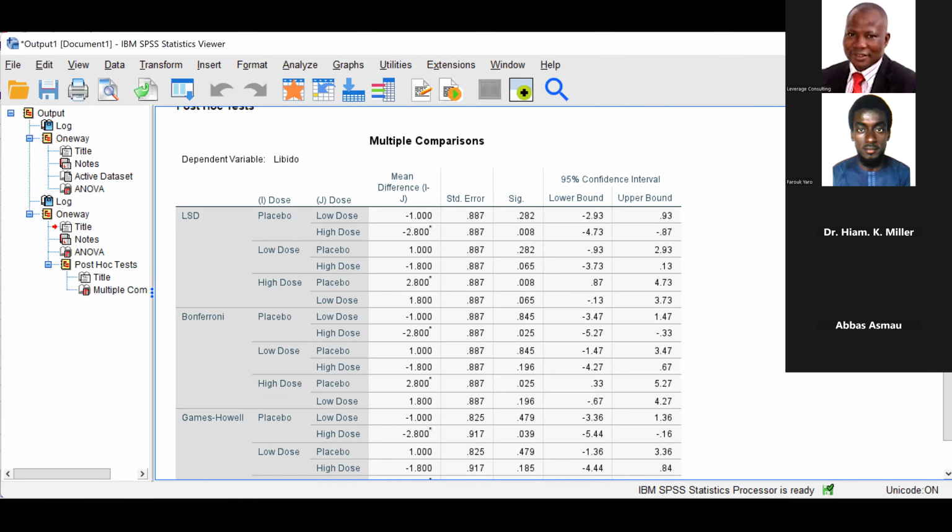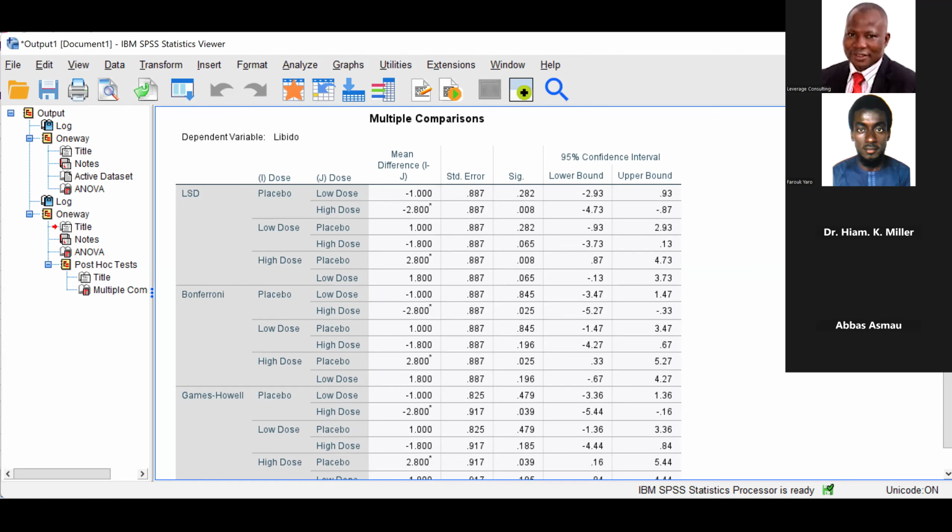So let's look at just LSD first. You just arrange it, it's the same thing, LSD, but it gives you different values because they are different methods. It's the same method, but different people invented those things. So that's why you see the variation in the values, but it's virtually the same. Let's look at that LSD. You see what it does is that it picks placebo and compares with low dose, and placebo compared with high dose. Can you see now?